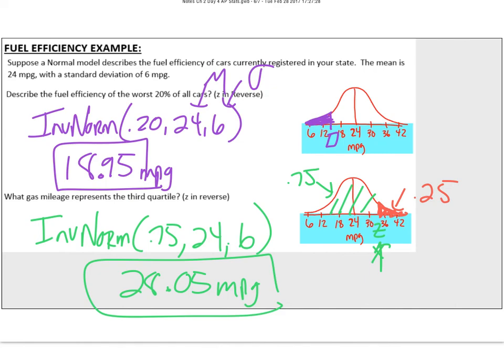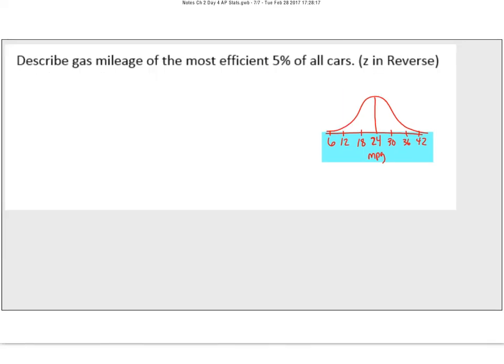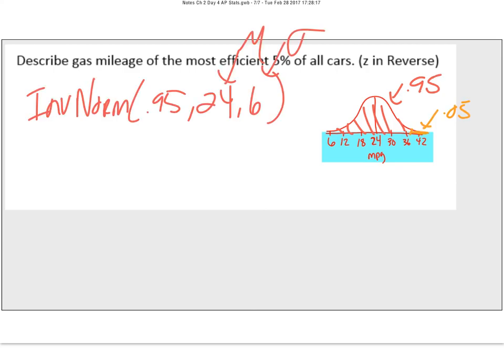It seems reasonable. The last question here, describe the miles per gallon of the most efficient 5% of the cars. So in terms of this picture here, the top 5% of the cars are going to be on this tail end, which means what's left over in this area is our 95% of the graph. So we can do an inverse norm at 95%. So that gives us a mean of 24 and 6. When you do that calculation, you're going to get 33.87 miles per gallon as your answer. So you could answer it and say the cars with 33.87 miles per gallon and higher are the most efficient 5% of all the cars.